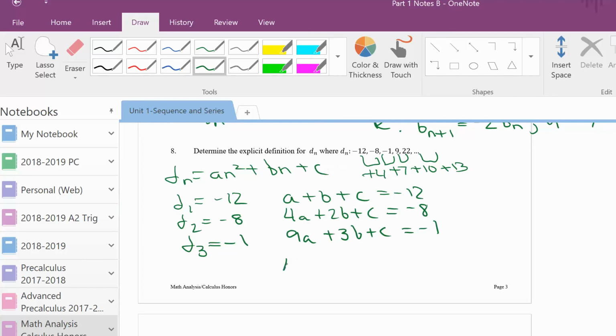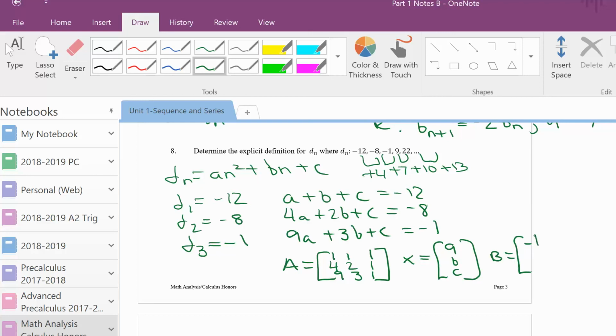So remember your matrices, the A matrix is just the coefficients of A, B, and C. And for these type of problems, this matrix is going to be the same: 1, 1, 1, 4, 2, 1, 9, 3, 1. The X matrix is just the variables A, B, C. And then the B matrix is the answers, -12, -8, -1, or the terms. So remember, AX equals B. So that means X is going to equal A inverse B.